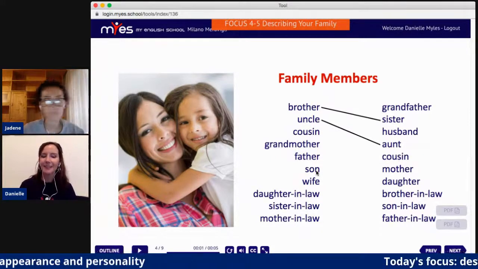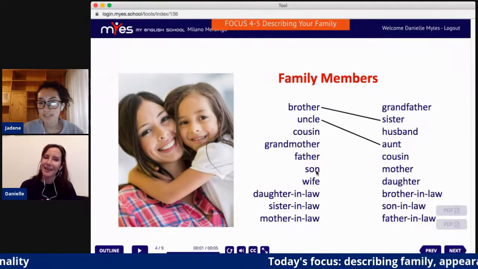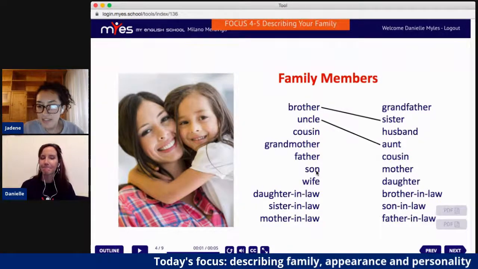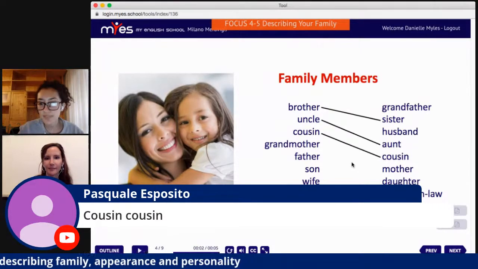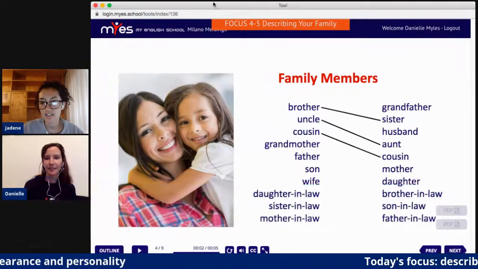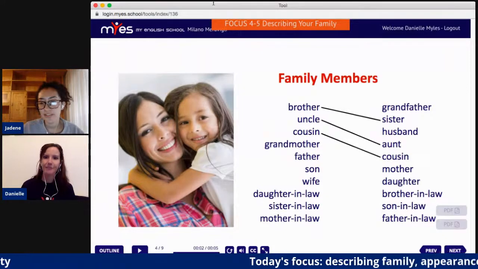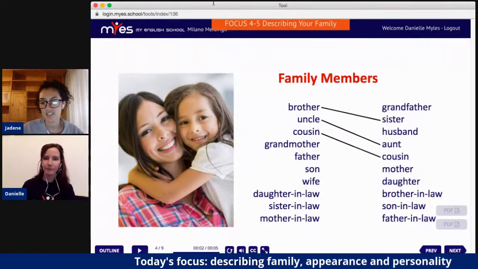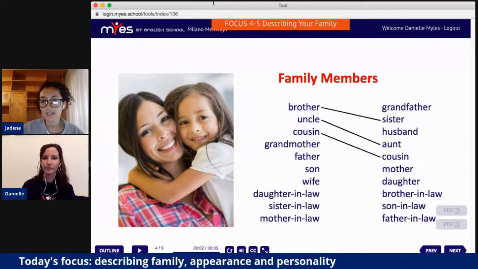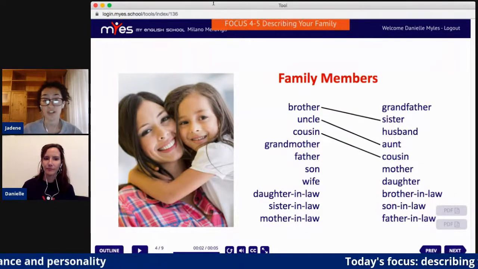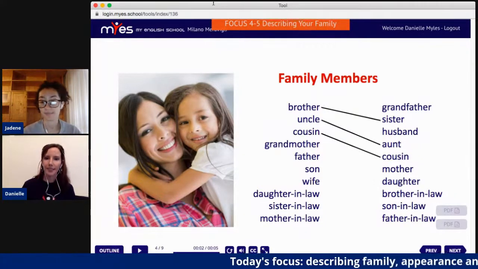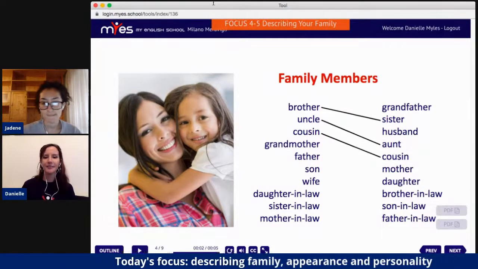All right. Next one, cousin. How about this? So someone got this. So yeah, Pasquale, also Valeria. Yes, so cousin and cousin. Exactly. There is no change. There is no difference in gender, or if the cousin is from your mother or from your father, they are still your cousin. Exactly. Next one, grandmother.